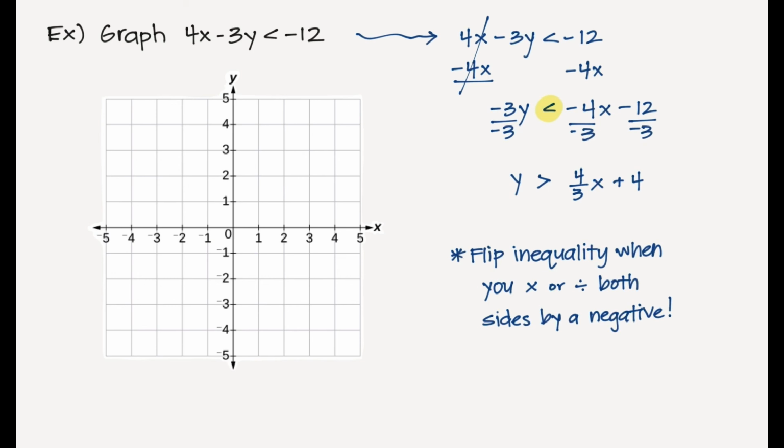Let's go ahead and graph it. So I'm going to start at 4. And since I can't go up and to the right, I'm going to go down and to the left. And it's going to be a dotted line. And since it says greater than, I'm going to shade everything above my line. I don't even have to pick a test point. And I'm done.